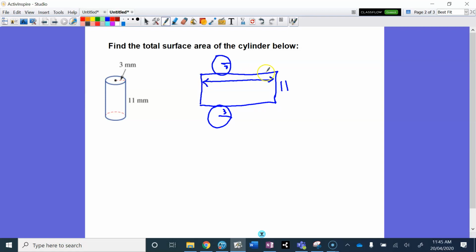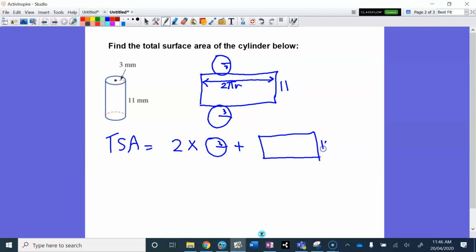Because that length of the rectangle has to be the same size as the circumference of the top circle or the bottom circle, and the circumference of a circle is 2 times pi times r, in this case the rectangle is 2 times pi times 3 on the top length. So the total surface area is two circles of radius 3 plus a rectangle which is 11 millimeters in height, and in length it's 2 times pi times 3.